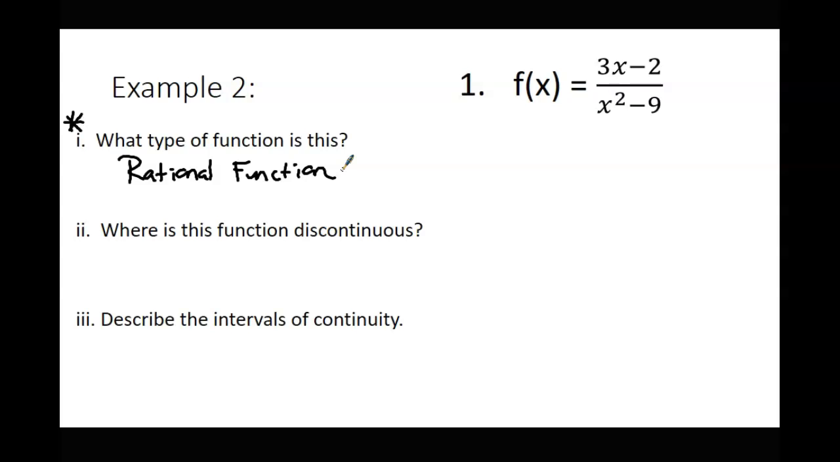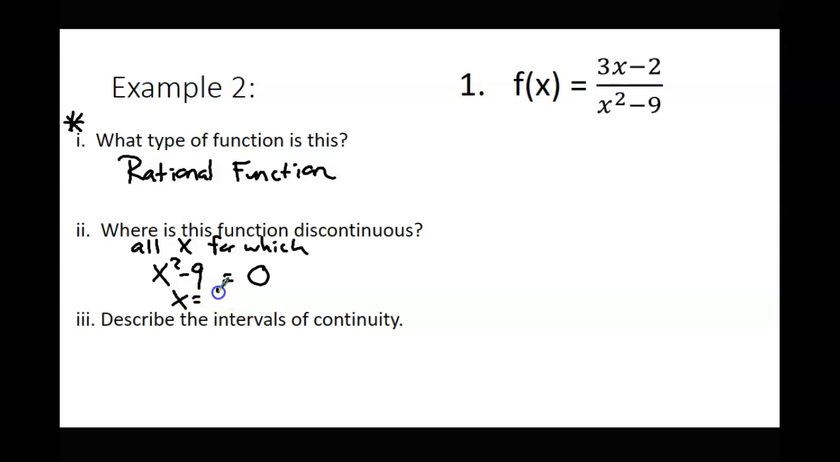Where is it discontinuous? So look at your rational function rule. Go over to the far right column. What does it say? All x for which, what was that last part? D of x equals 0. Now what does d of x represent? The bottom part, right? So I'm going to go ahead and erase this, and I'm going to put, what is my bottom part up there? Okay, so all x for which x squared minus 9 equals 0. So let's solve that. If we solve that, what do we get?